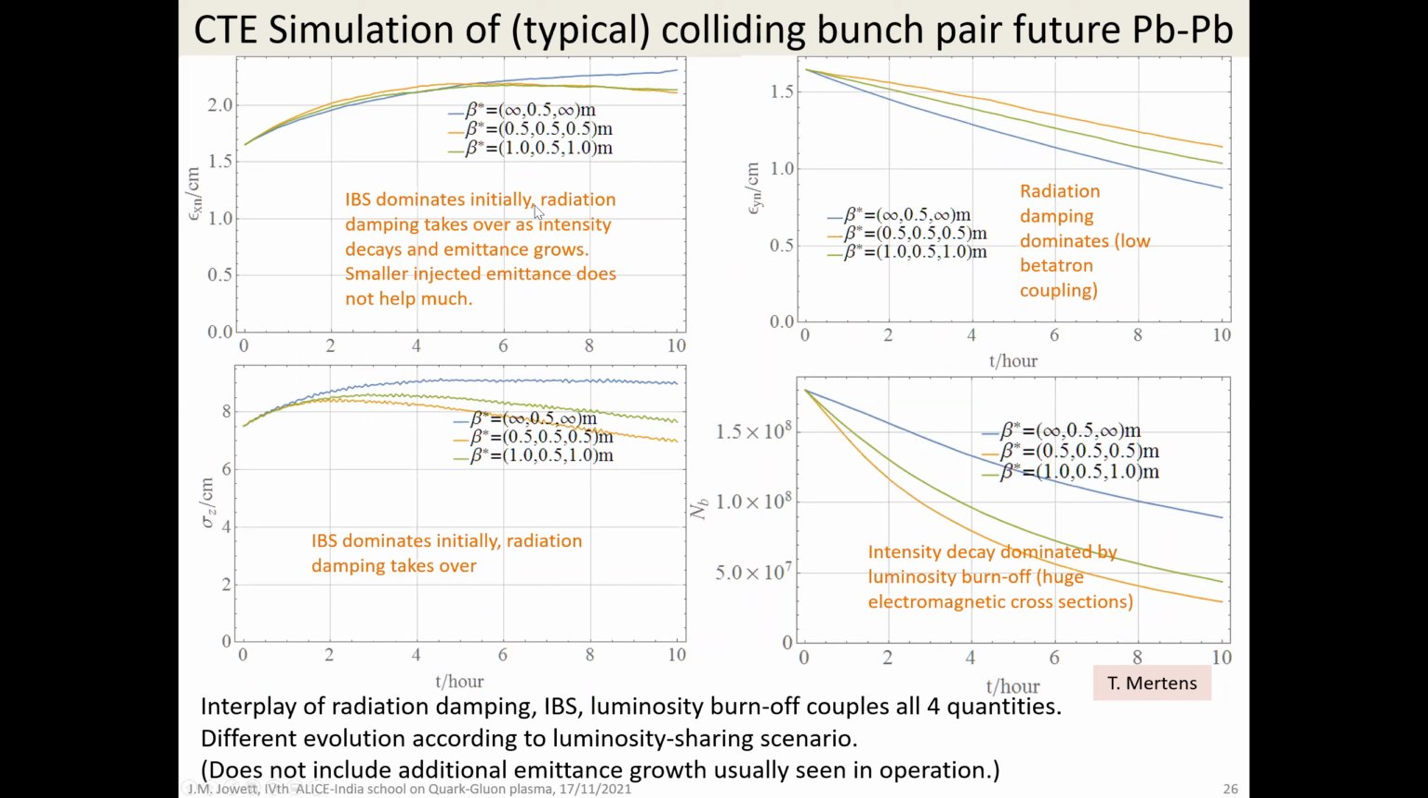This is the intensity. This is what goes on inside. These are the emittances increasing due to IBS and then decreasing again a little bit because of radiation damping in the horizontal plane. In the vertical plane, only radiation damping is really important. So the emittance shrinks. We've actually seen this in the LHC. And this is the number of particles per bunch decaying rapidly because of luminosity. Again, there are many scenarios depending how you do the luminosity sharing and so on. I won't go into detail.